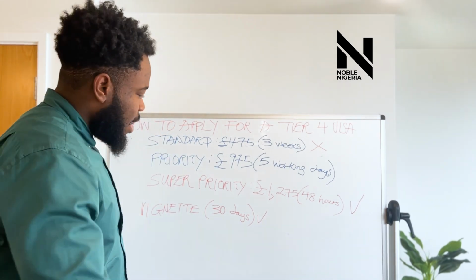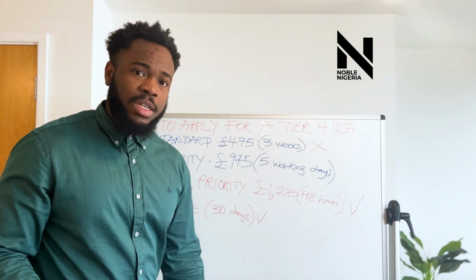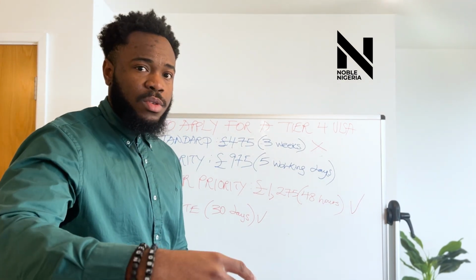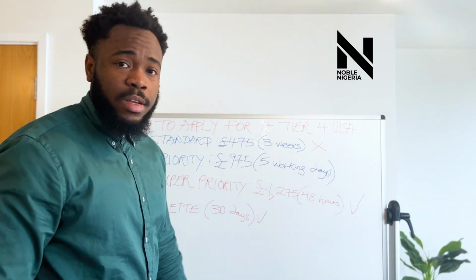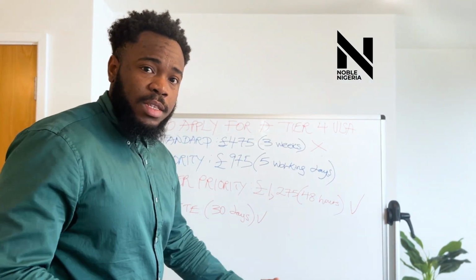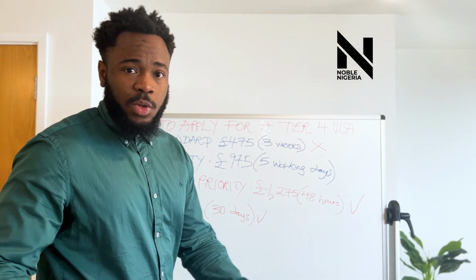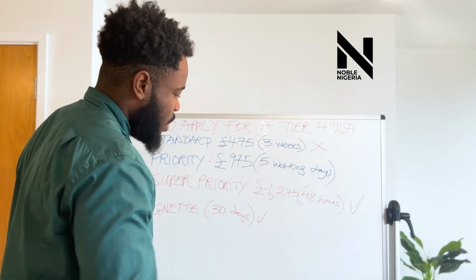In that 30 days, you have to be in the United Kingdom, whether it's England, Wales, Scotland, right? You have to be in the UK. If you're not in the UK within those 30 days, the visa expires and becomes null and void, so you can't come into the UK again.